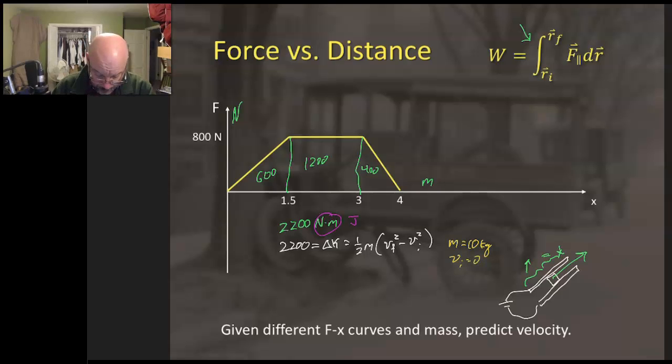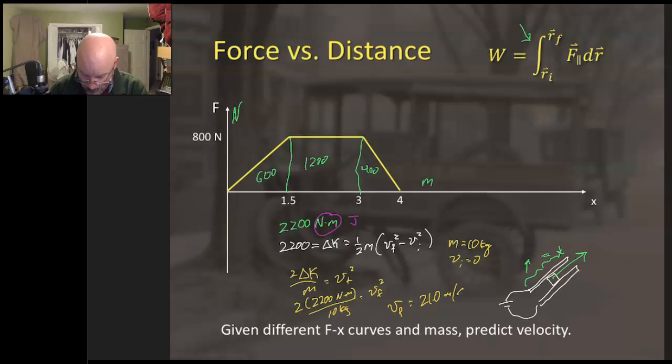So now what I'm going to have is this delta K times 2 over m is going to be v final squared. So that's 2 times 2200 newton meters, which is a joule, over 10 kilograms. That's v_f squared. When you do all that math, I worked it out earlier, what you get is 21 meters per second. Just like that.